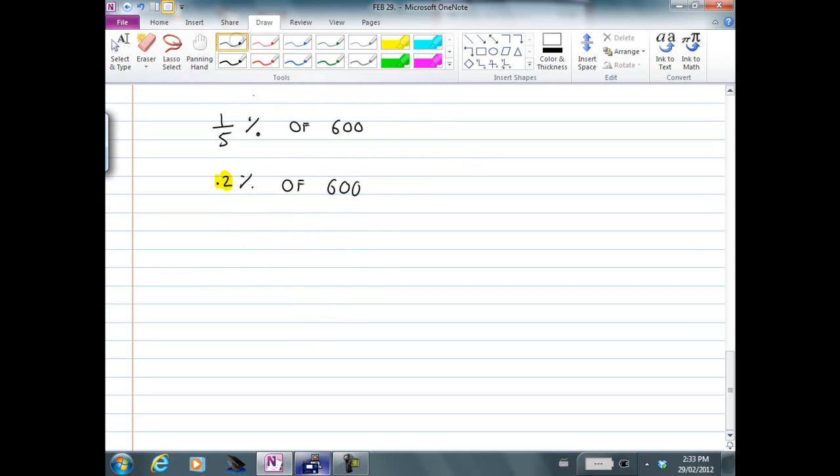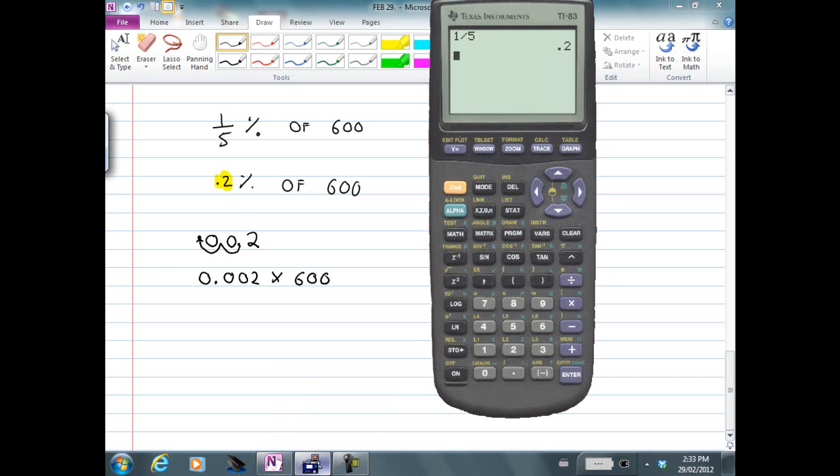So let's look at this right now. Write down 0.2 for me, please. Every time you move it to the left, you get rid of the percent. So you go 1, 2. Fill in those 2 extra zeros right now. So in reality, it's 0.002 times 600. That's the trick. 0.002 times 600 is 1.2. And that's how we work with percent of a number.